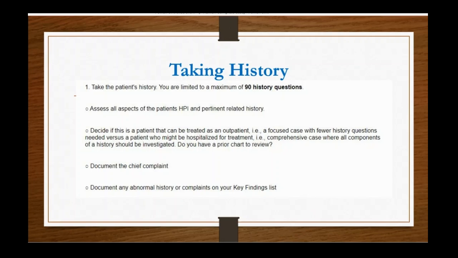1. Take the patient history. You are limited to a maximum of 90 history questions, during which you are required to assess all aspects of the patient's HPI and pertinent related history. Decide if this is a patient that can be treated as an outpatient, i.e., a focused case with fewer history questions needed, or the patient has to be hospitalized for treatment, i.e., a comprehensive case where all components of a history should be investigated.